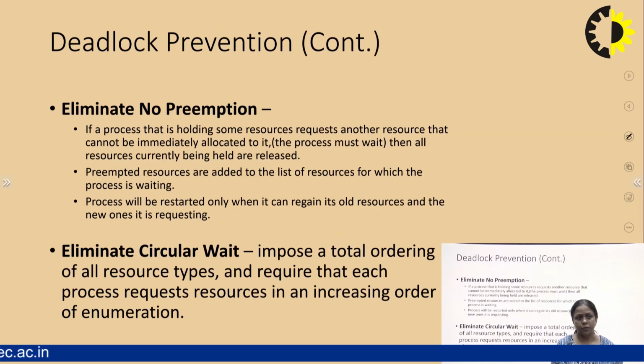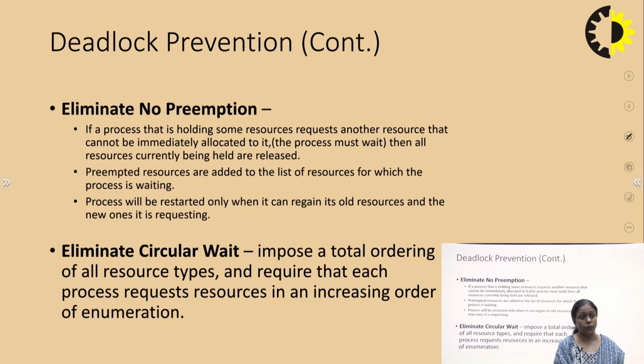Eliminate no preemption. So, we can preempt the processes for the resources. We can take resources forcefully from the processes, so that deadlock can be avoided with the help of this condition. If a process is waiting for a long time, then we can take resources from the process, and we can complete another process which requires these resources.